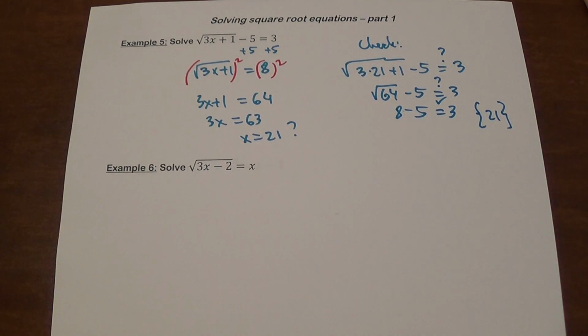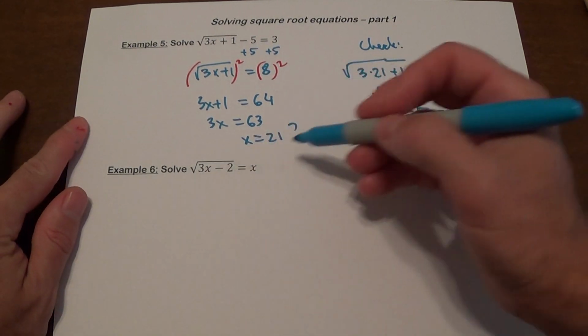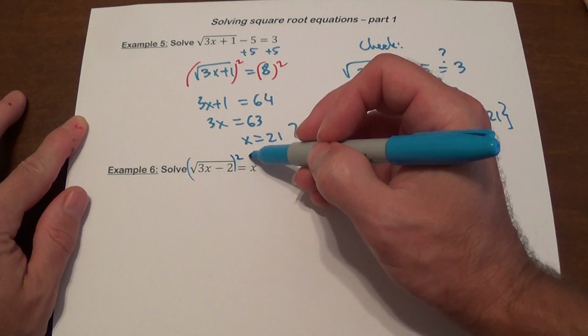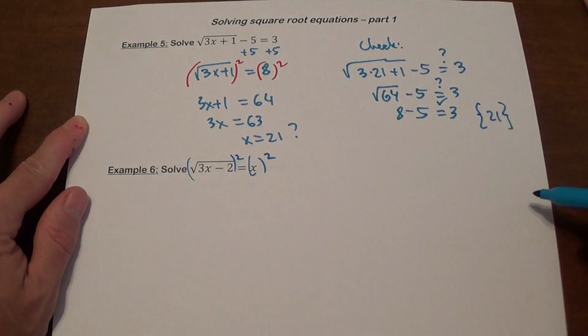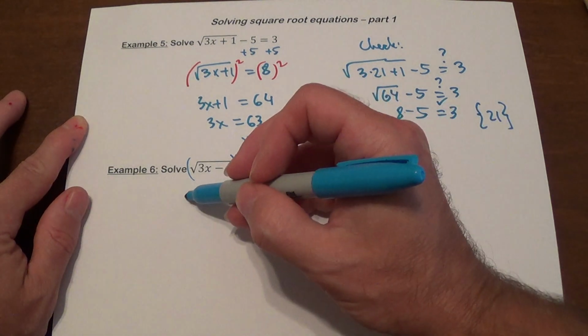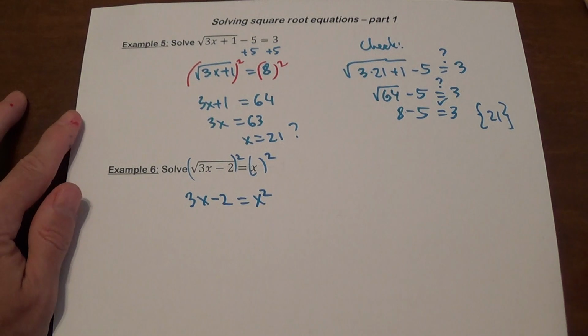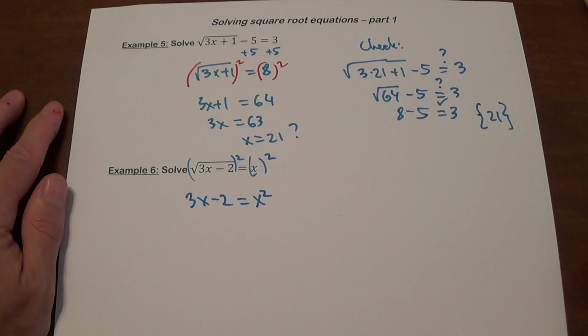Now we're going to get into more interesting cases because sometimes you run into problems where there is a variable under the square root and also not under the square root. Example 6: the equation is already good to go for squaring because the square root is alone. That's not going to change anything about what we're going to do. So we'll square that. We're going to have 3x minus 2 equals x squared. This is going to end up being a quadratic equation.